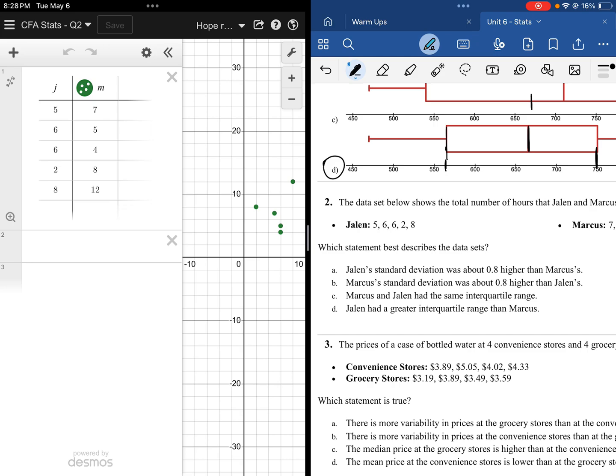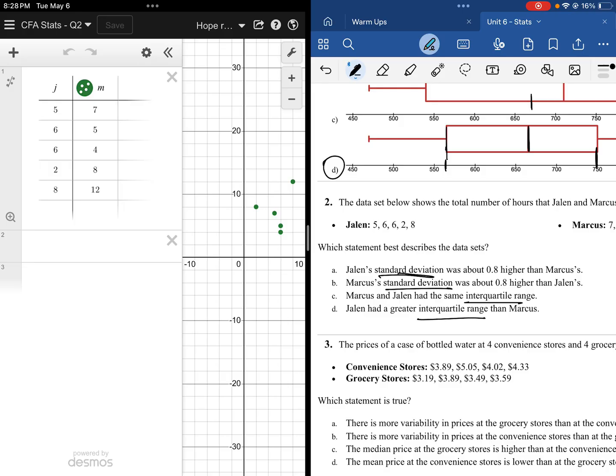Jalen's standard deviation was about 0.8 higher than Marcus's. Marcus's standard deviation was about 0.8 higher than Jalen's. Marcus and Jalen had the same interquartile range. Jalen had a greater interquartile range than Marcus. So let's talk for a second. We know we're looking at standard deviation or the interquartile range.